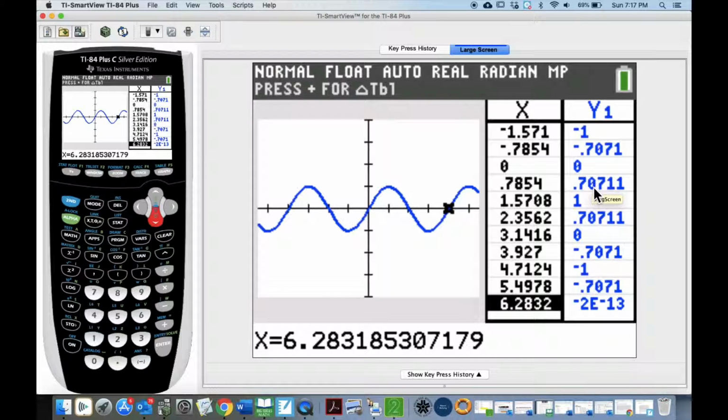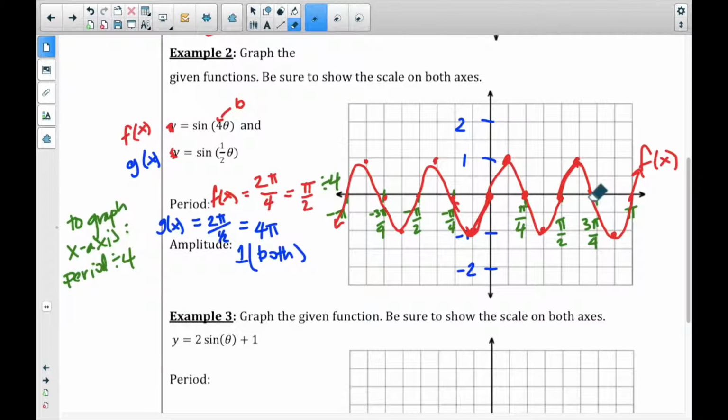It would just be in a different place, but 0.707 should be my next point. So this point, halfway between, shouldn't go exactly halfway. It should be up here a little bit more at 0.7. That's why these curves are important, just to be a little bit more accurate. Okay, that is our 4 theta.